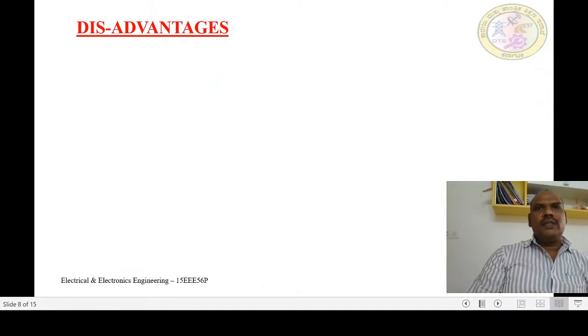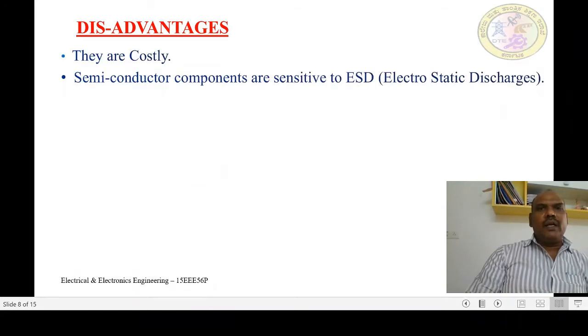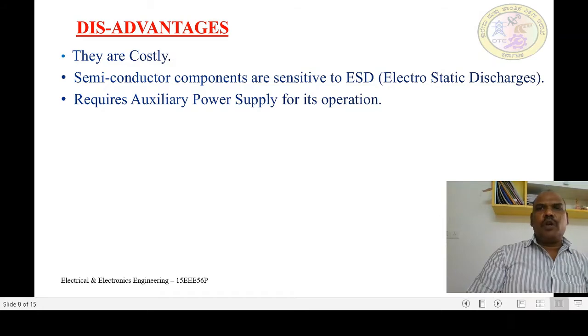So let us see the disadvantages. They are costly. Semiconductor components are sensitive to ESD, that is, electrostatic discharges. Hence you have to take proper care against electrostatic discharges.